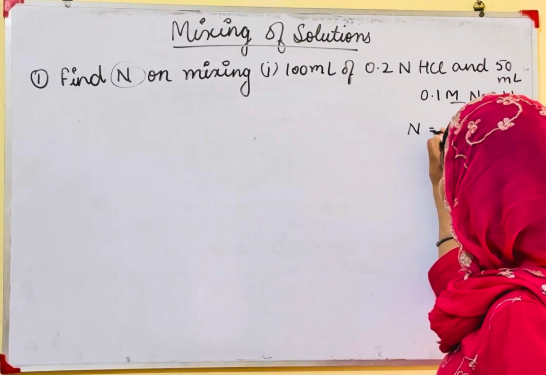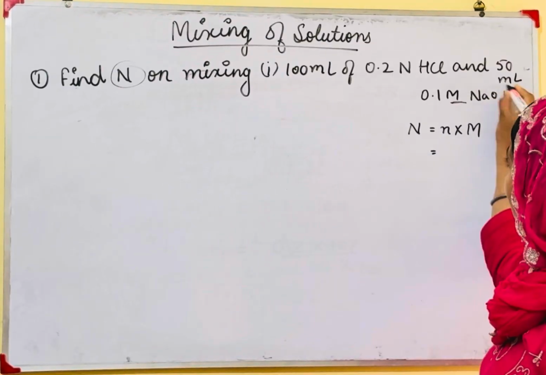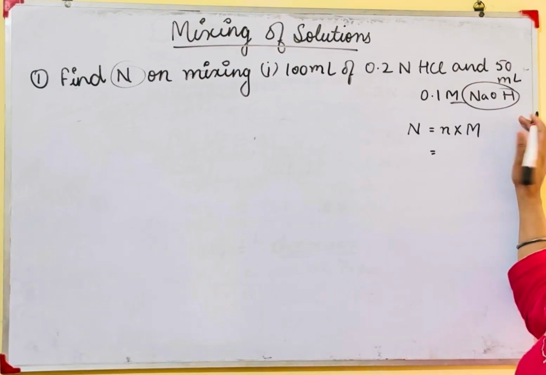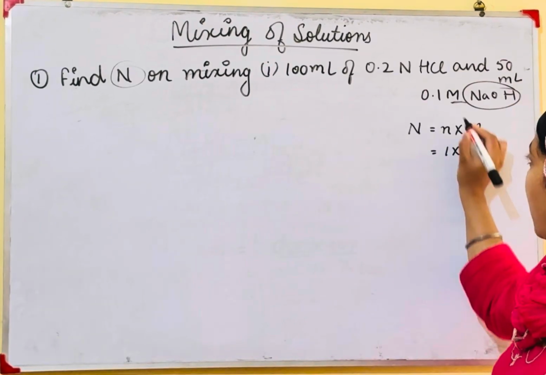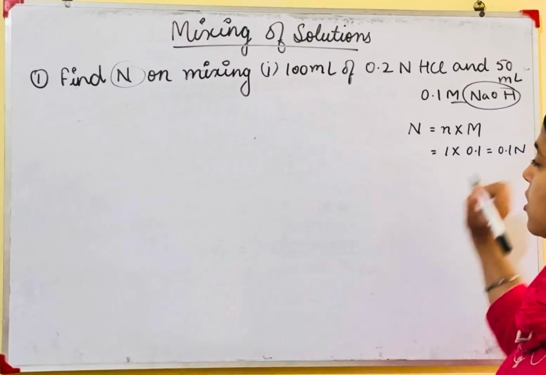We know that normality is equal to n multiplied by molarity. This NaOH is a base, and its acidity is 1. So 1 multiplied by the molarity, which is 0.1. So the normality will also be 0.1.